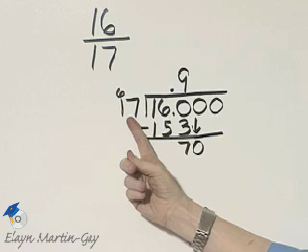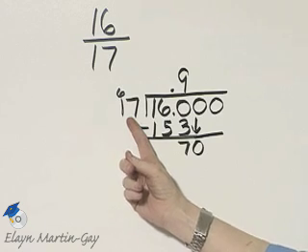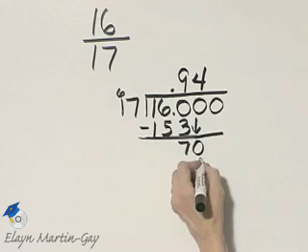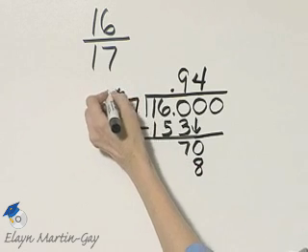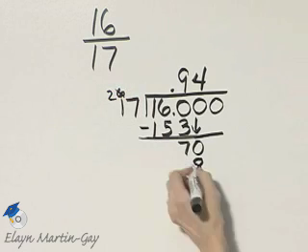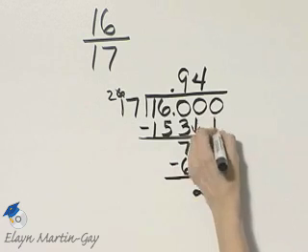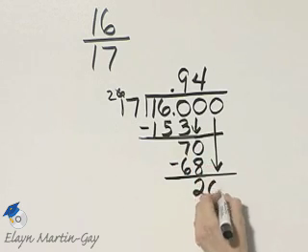Well, I knew 2 times 17 is 34, so I'm going to guess 4 times. 4 times 7 is 28. Carry the 2. 4 times 1 is 4, plus 2 is 6. And then I'll have a remainder of 2. Bring down the next 0.